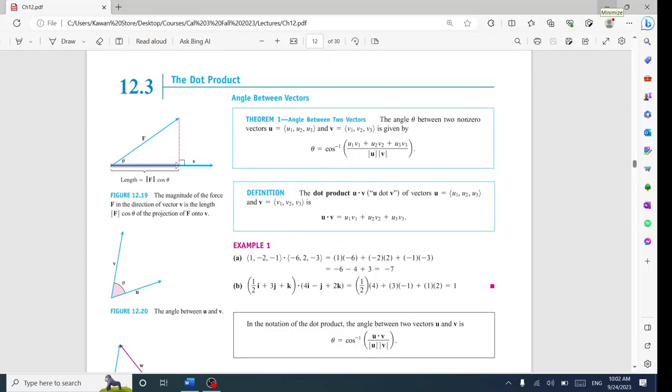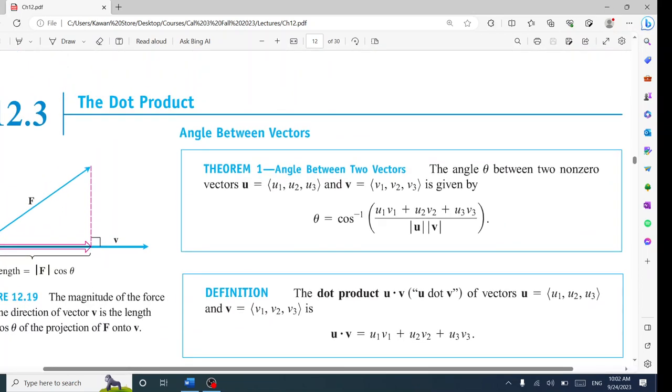Today we are going to talk about another session in chapter 12. Section 12.3 is about how to deal with vectors. So we have two multiplications, dot and cross. We try to cover all of this here today.